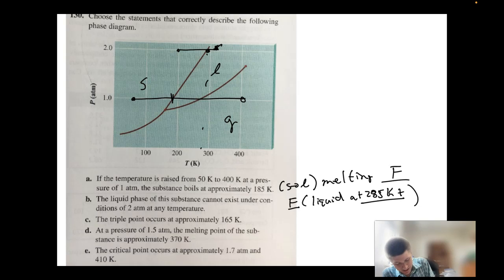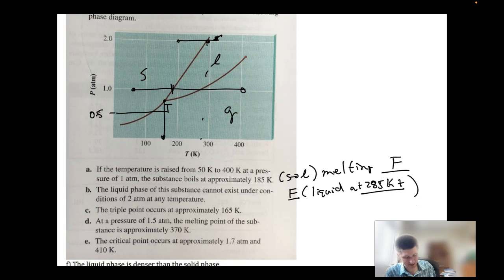If we did the same thing at, say, 0.5 atmospheres, then we would no longer be able to have a liquid state. The triple point occurs at 165 Kelvin, so this is the triple point down here. I would say yes, that's about 165 Kelvin, so that's true.